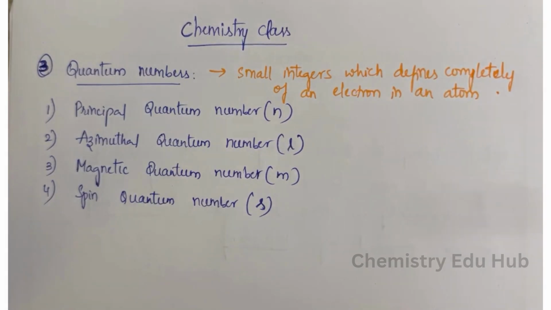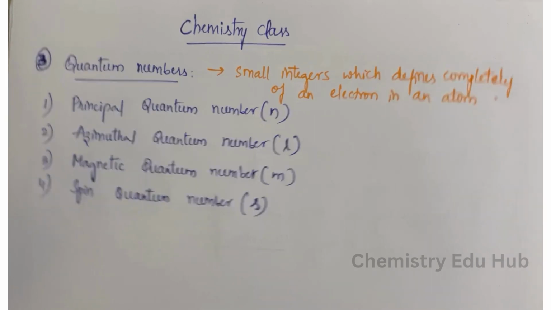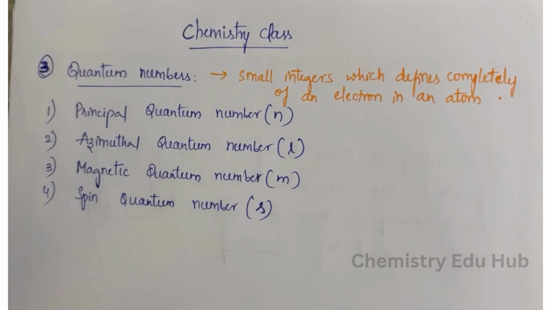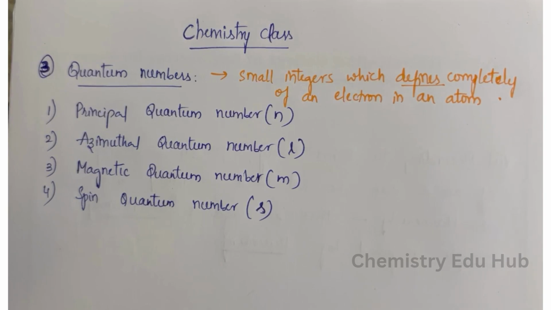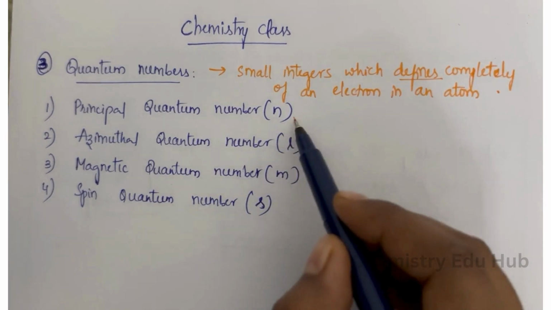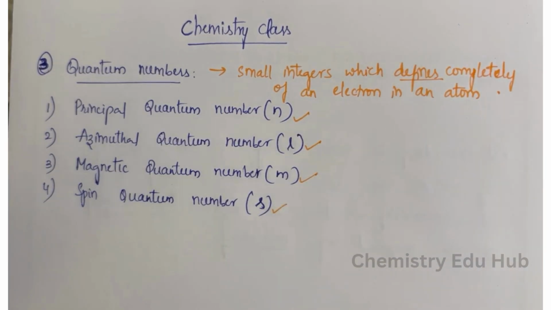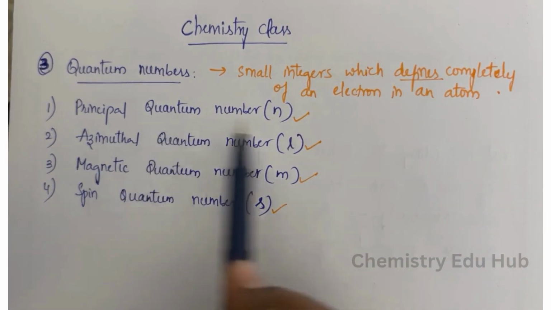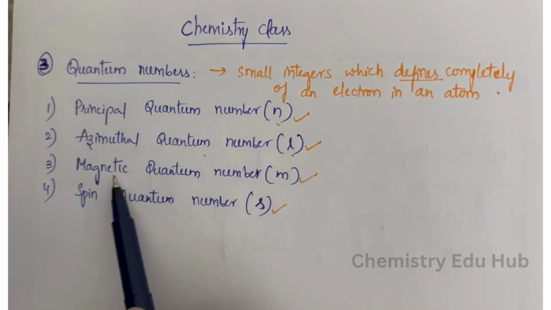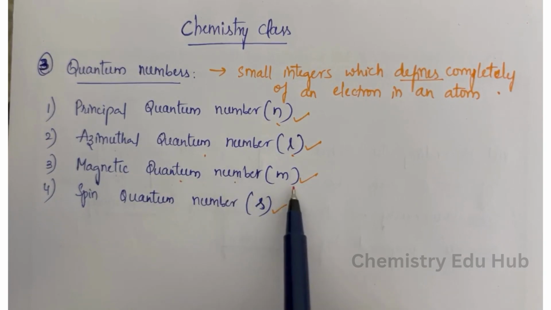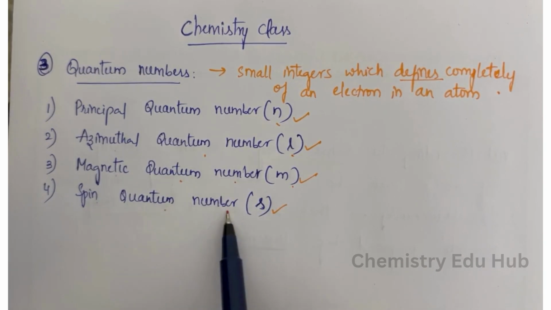So just like we have fingerprints, just like there is a particular signature for any bank, the same way for any electron present in an atom, there has to be a set of quantum numbers which define its position completely. Such numbers are called quantum numbers. So there are 4 quantum numbers for every electron in a given atom. The first is principal quantum number denoted by n. Second is azimuthal quantum number denoted by l. Third is magnetic quantum number denoted by m. And fourth is spin quantum number denoted by small s.